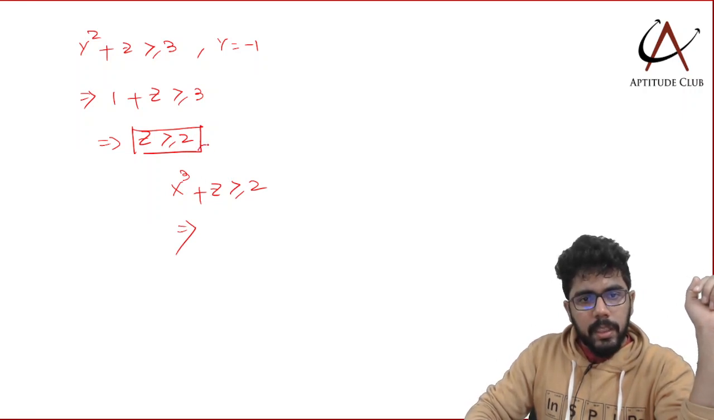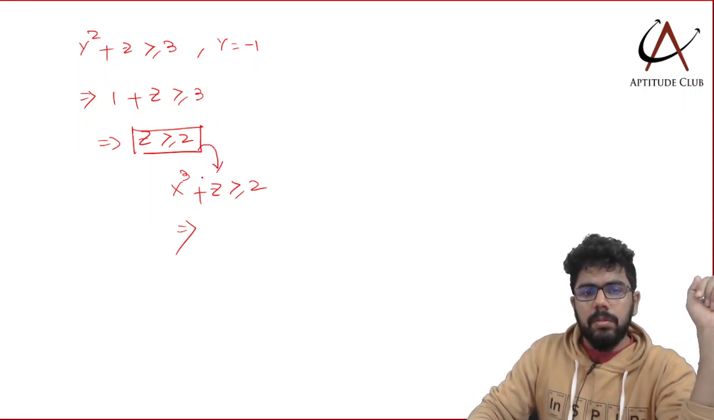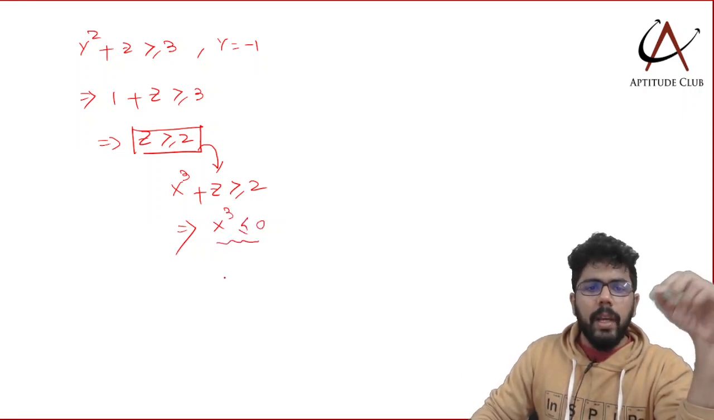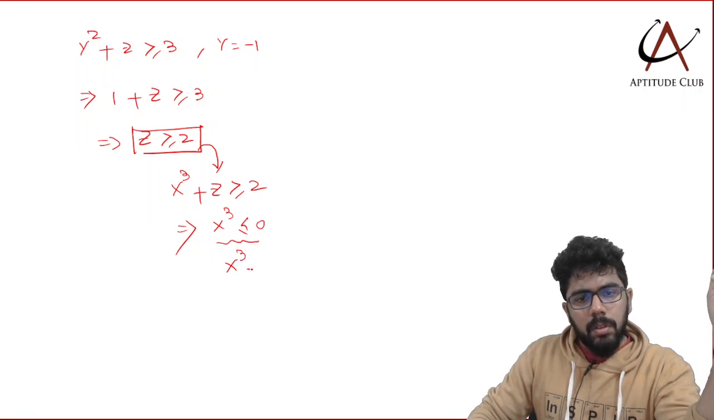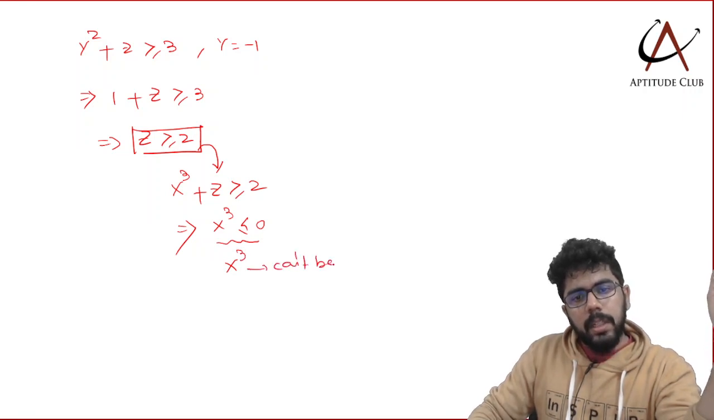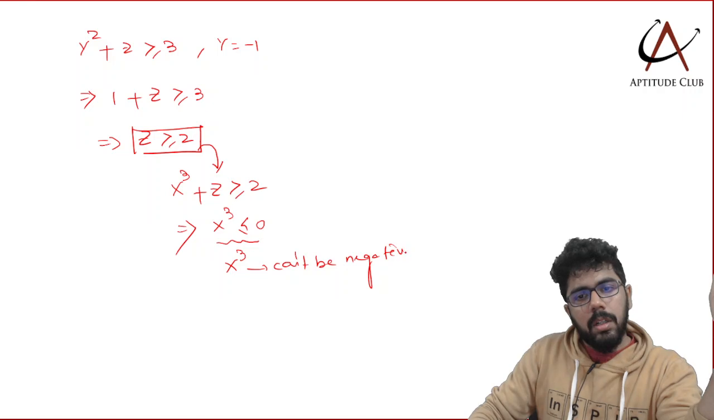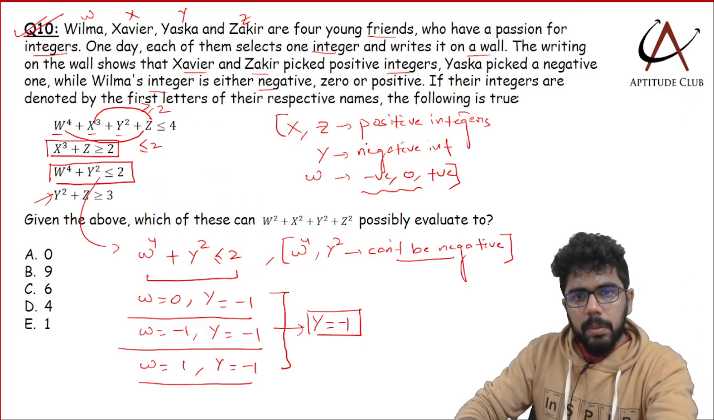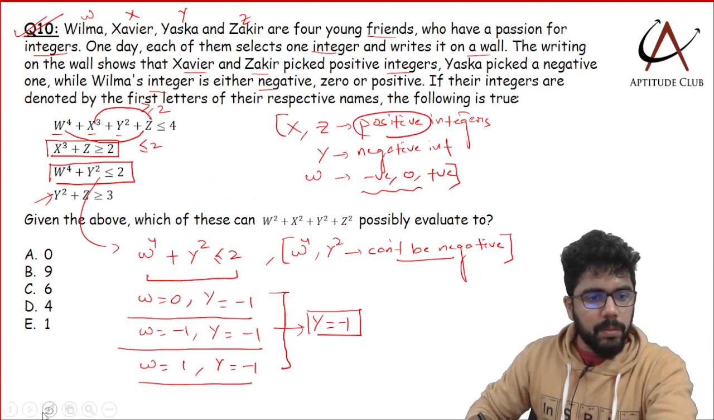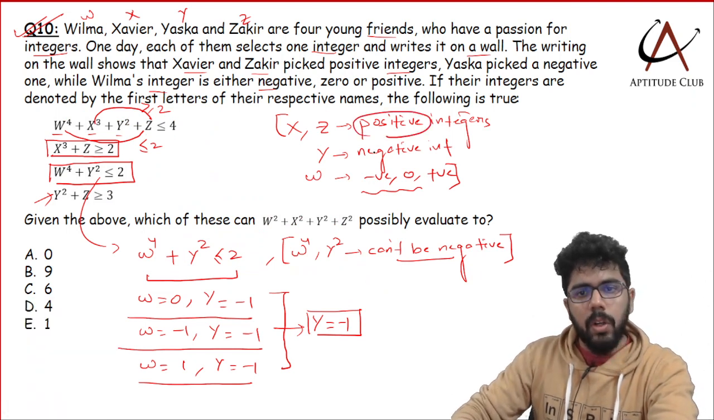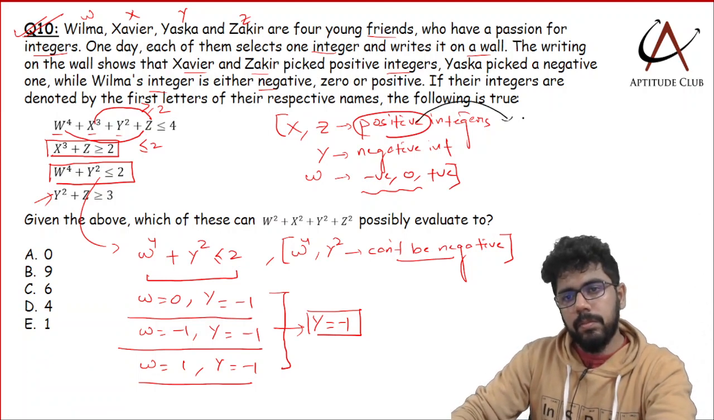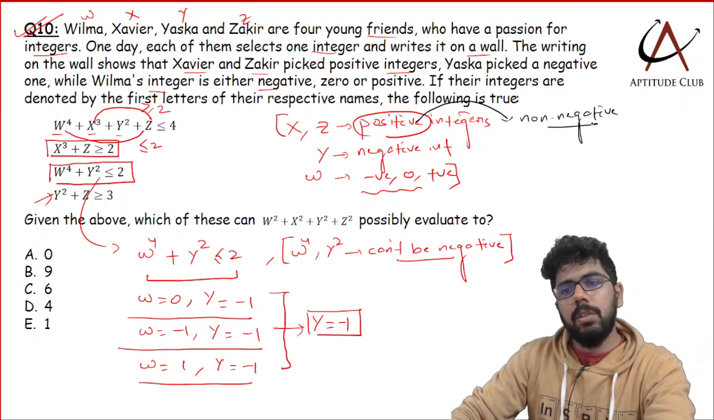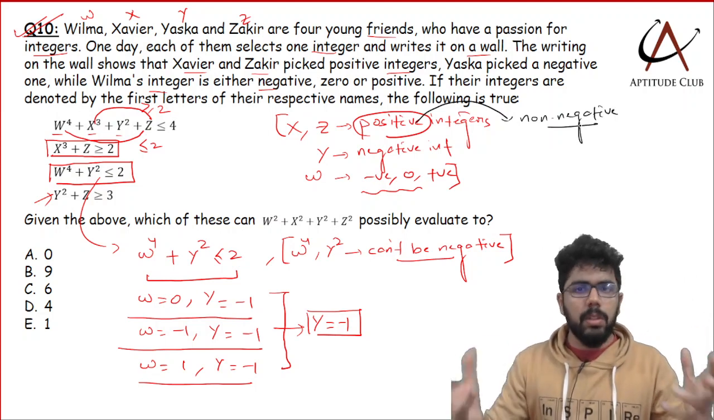Now because z is greater than equal to 2, if you put it here, so x cube should be less than equal to 0. Now x cube can't be negative, so at best x can be 0. तो ये क्वेश्चन में थोड़ा गड़बड़ है, ये पॉजिटिव की जगह क्वेश्चन should have given you that this is non negative integers, x and z should be non negative, because if x 0 आ रहा है, 0 is not a positive integer and that is the only case possible.